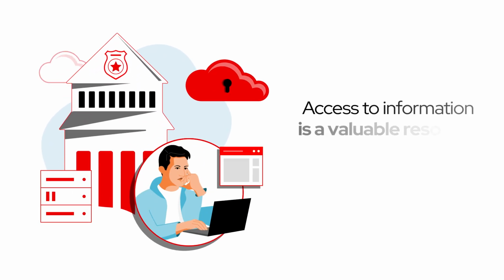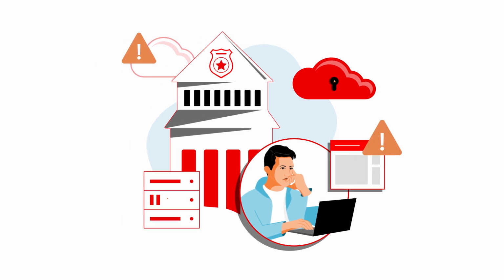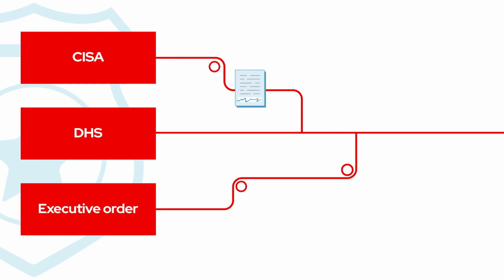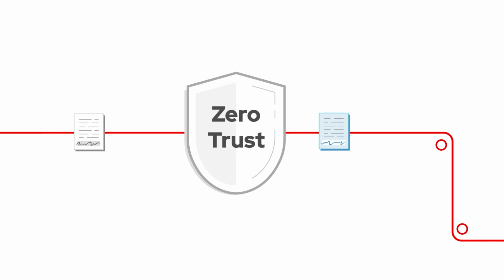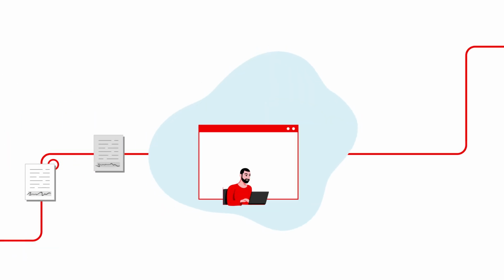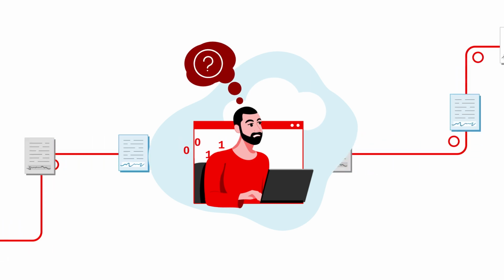In the digital age, access to information is a valuable resource. It's also a potential weapon. To help keep our nation secure, new directives from CISA, DHS, and the President's latest executive order on zero trust aim to raise the bar for cybersecurity. But they're also creating more than a few headaches for IT professionals who are already scrambling to keep up.